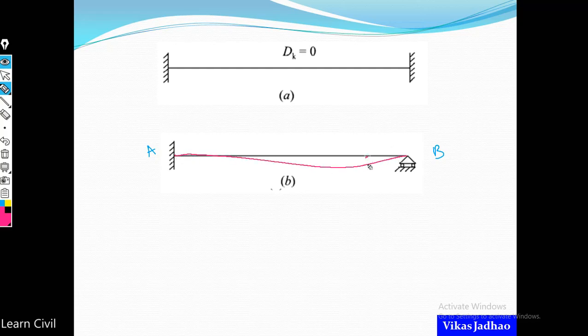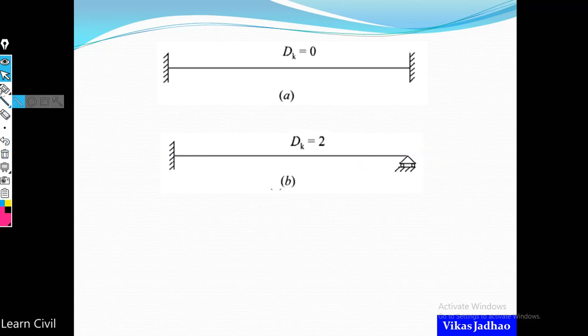We'll be having rotation at B, theta B, and there is a possible translation at B, that is ux. So the degree of kinematic indeterminacy for this particular case will be 2.